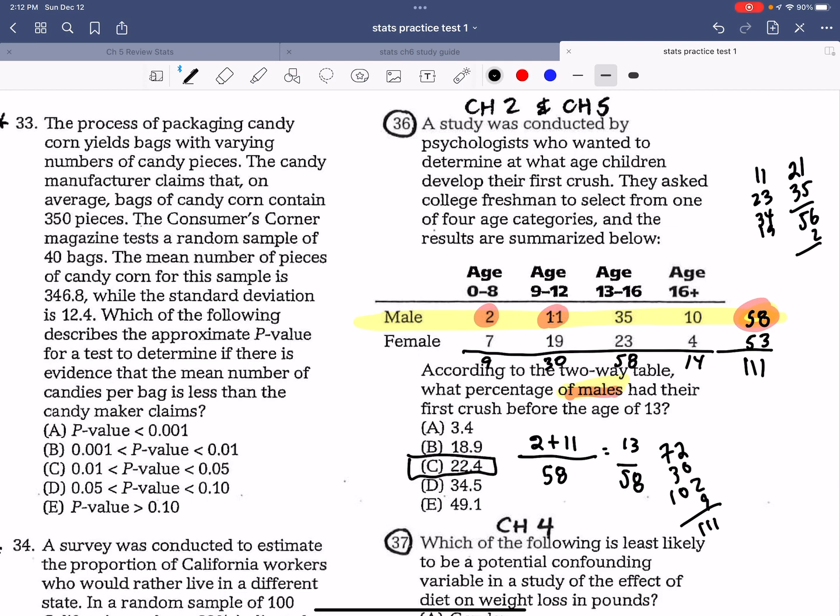So this is definitely a question we worked on in chapter 2, and we got a lot better at when we started to do chapter 5. So hopefully you feel comfortable with that.